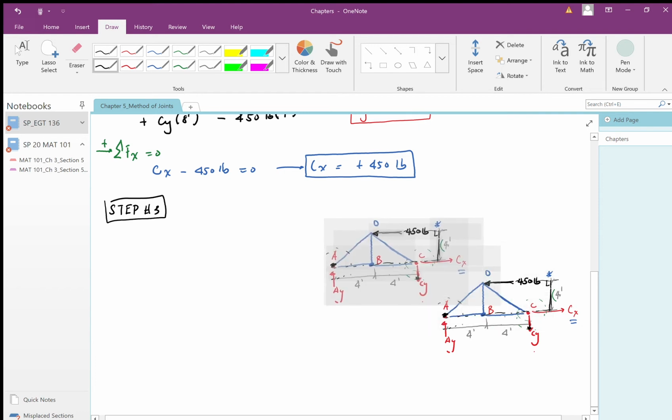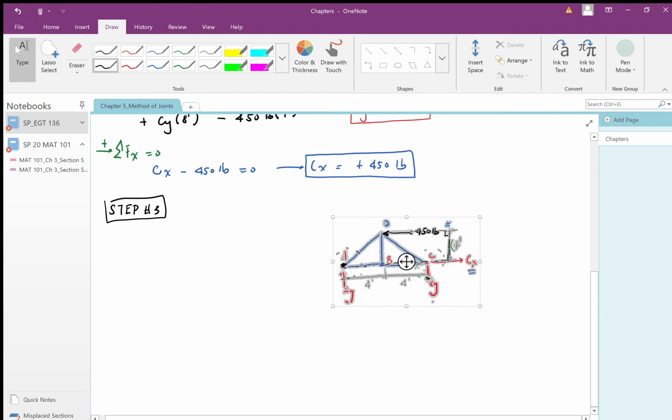Okay, and I'm going to start off with joint A. Okay, so this is my joint A here. I have AY, and in this case, you're always just drawing, keeping your members in tension. So this is going to be force AB. Okay, and this is going to be my force AD.